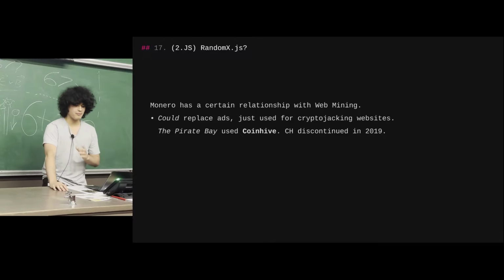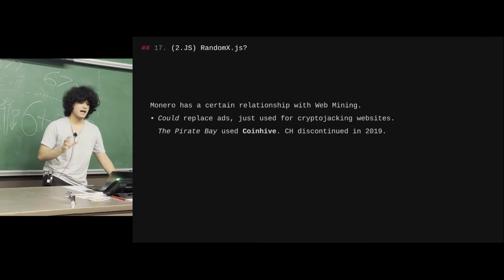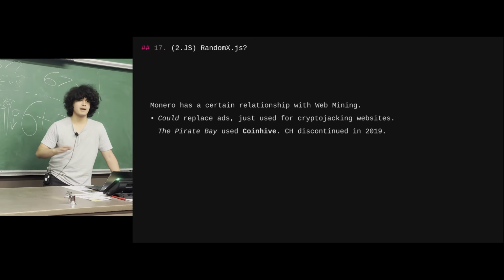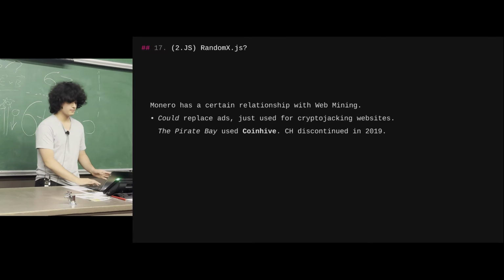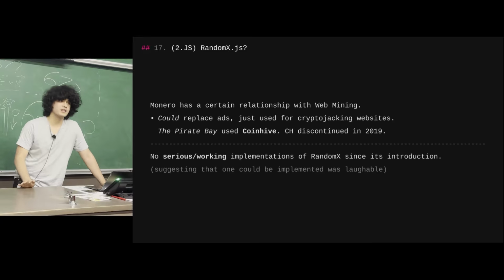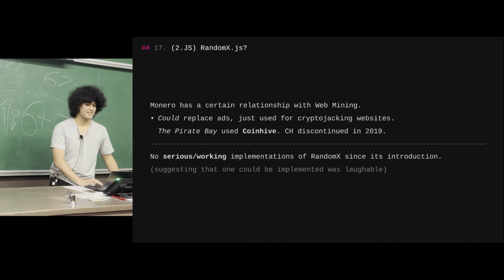For example, the Pirate Bay, to gain some extra revenue, used a service called CoinHive. It's just a company. They put a script tag in their website, and it just mines Monero. CoinHive as a company basically disappeared into thin air around the same time RandomX came to be. Web mining was killed. Since then, there have been no serious or working implementations of RandomX, and suggesting that one could be implemented is actually quite laughable in the Monero community.